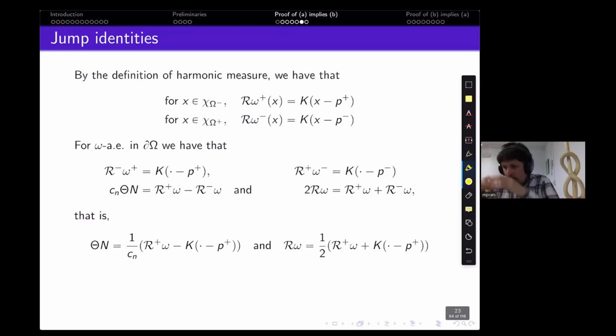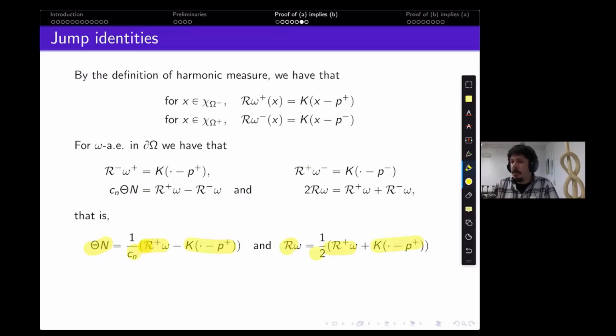So writing all together, we find out that theta times n is just the Riesz transform from the inside, the non-tangential Riesz transform, plus something that is very good. And the principal value Riesz transform is also the Riesz transform from the inside plus something that is very good. I'm not sure that the constants are right, maybe I made some mistake there. But yes, they should be right.